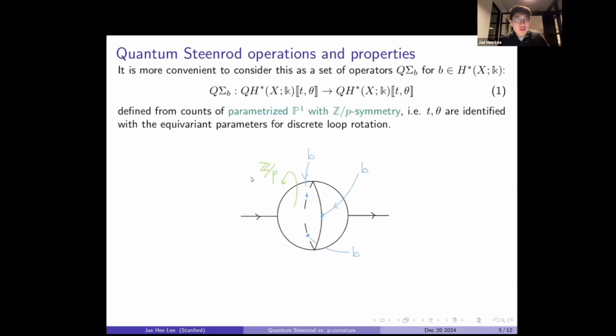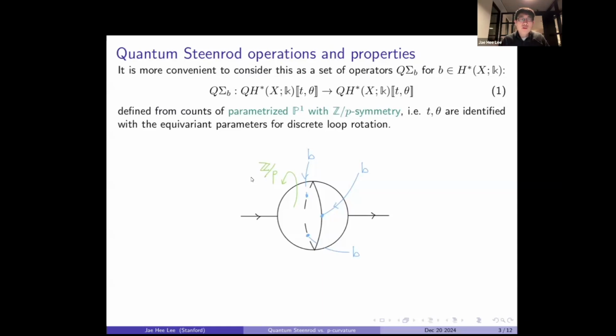It is somewhat more convenient to repackage this data of the quantum Steenrod operations into a collection of linear operators on mod p cohomology indexed by cohomology classes B. And just like any linear operator that you might want to define on Floer theoretic or quantum theoretic invariants, these are defined by starting from some geometrically given basis of quantum cohomology and describing the structure constants of the operator in this basis in terms of counts of some holomorphic curves.